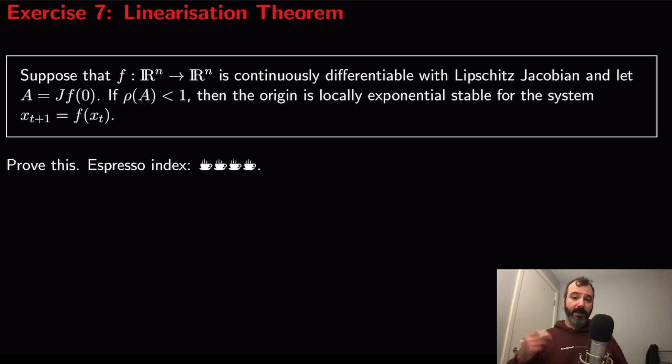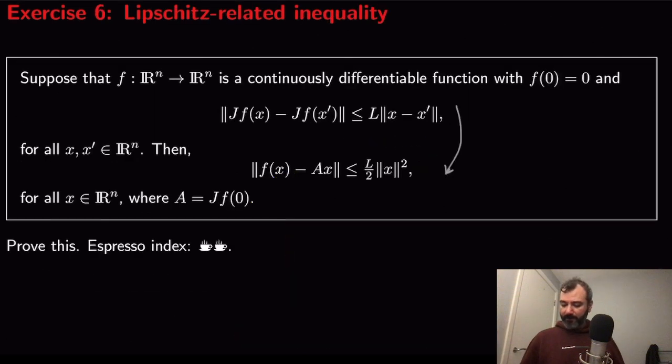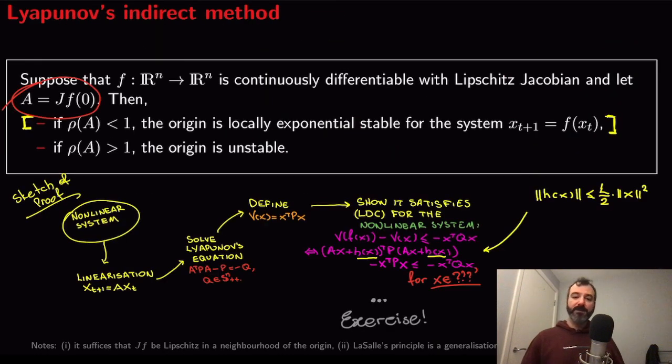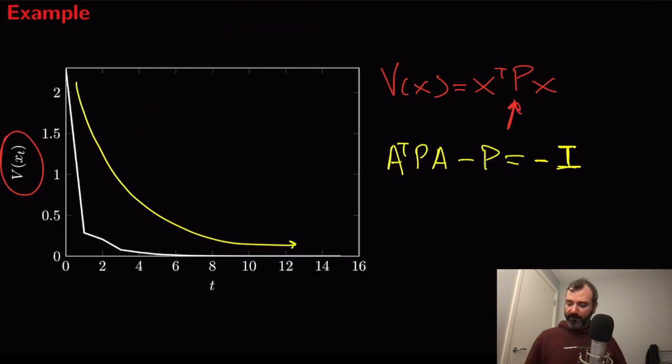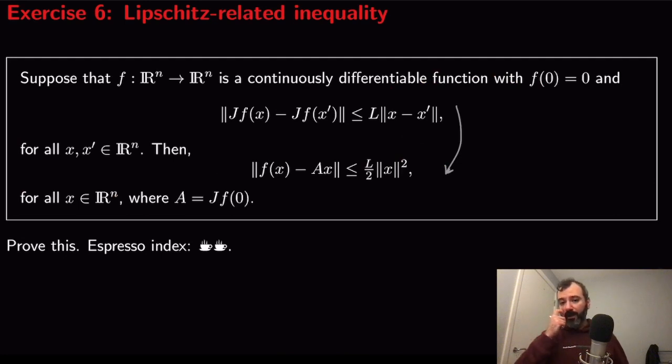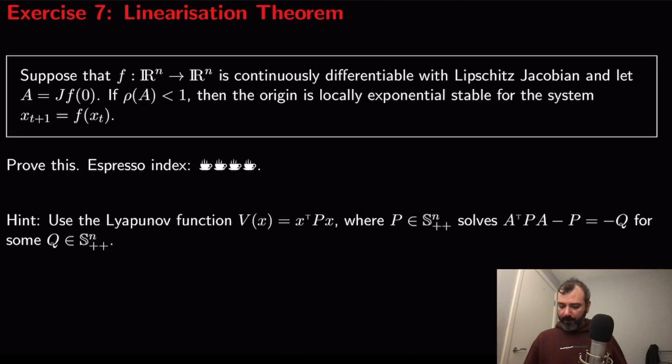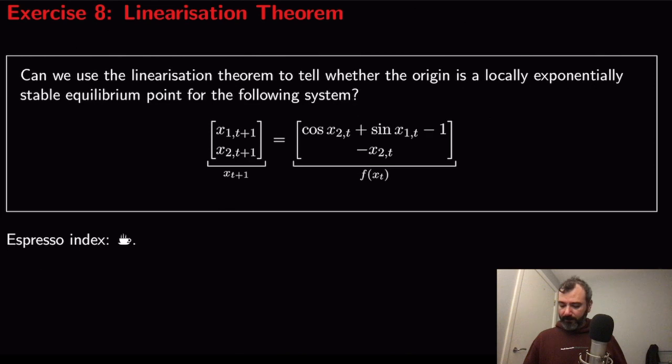Another exercise is the linearization theorem itself. This is a problem with espresso index 4, so it is a little challenging, but it's not so difficult if you follow this recipe we have here. Again, take the nonlinear system, linearize, solve Lyapunov's equation, define this function, and this is exactly what you're trying to prove now, and use the previous result. In fact, this was part of a coursework assignment a couple of years ago. And yes, here's another hint as well.